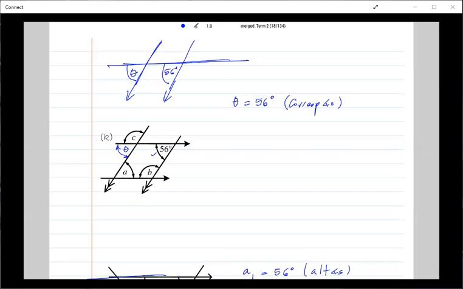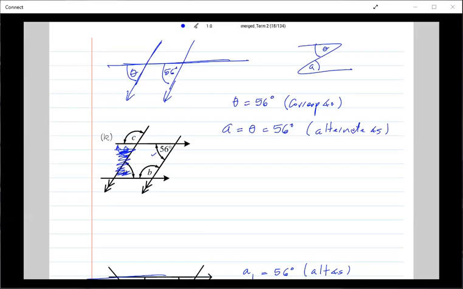Stay with me. So next I would say that A is equal to theta, but theta is equal to 56 degrees. And this is because they are alternate angles. Remember, alternate angles are the Z angles. So if this is theta and this is A, they are equal. They are called alternate angles. So now that I have A, let's go for B.